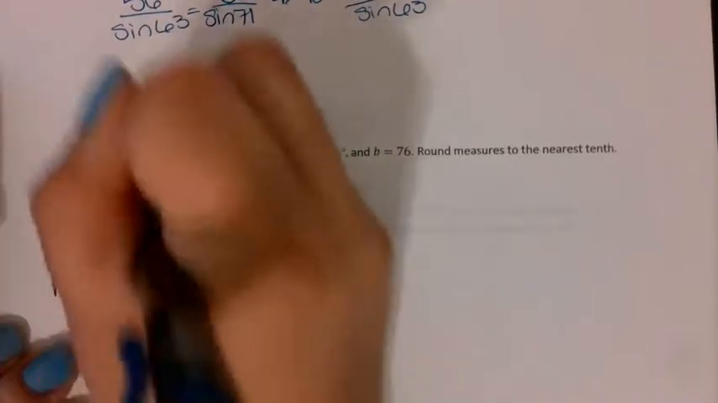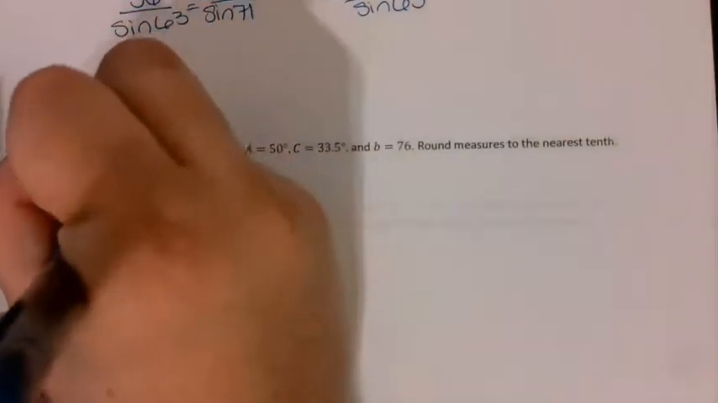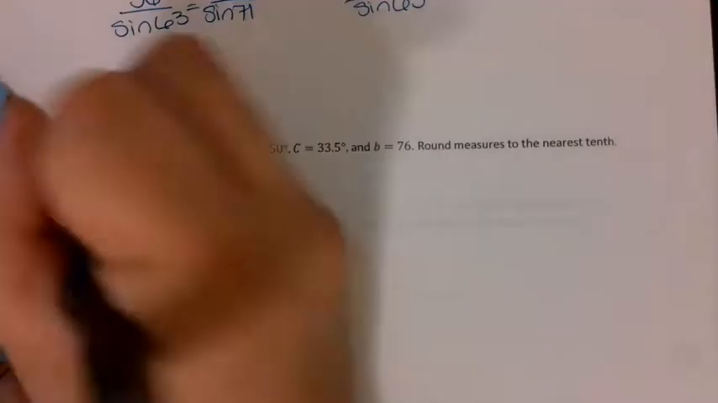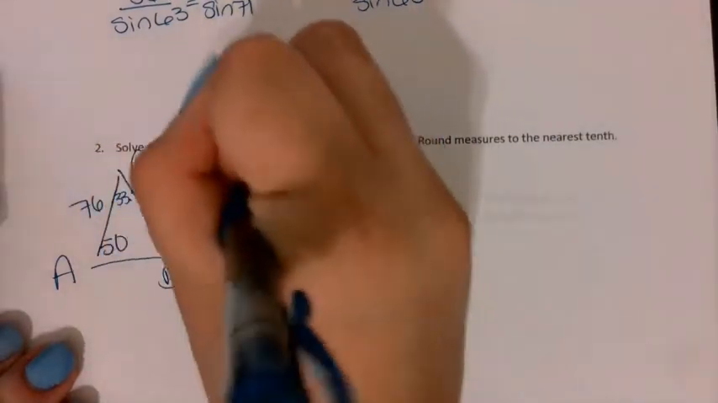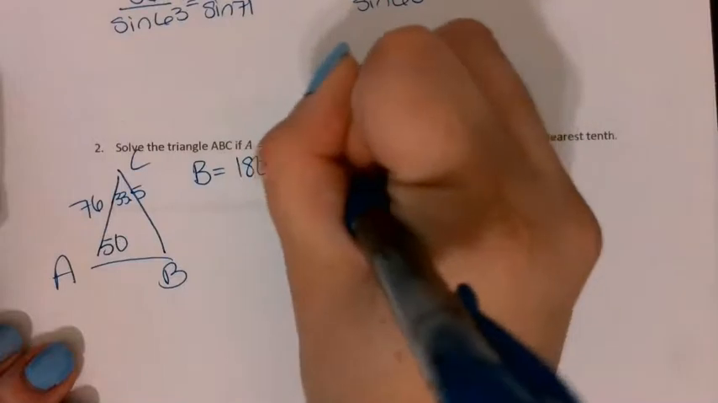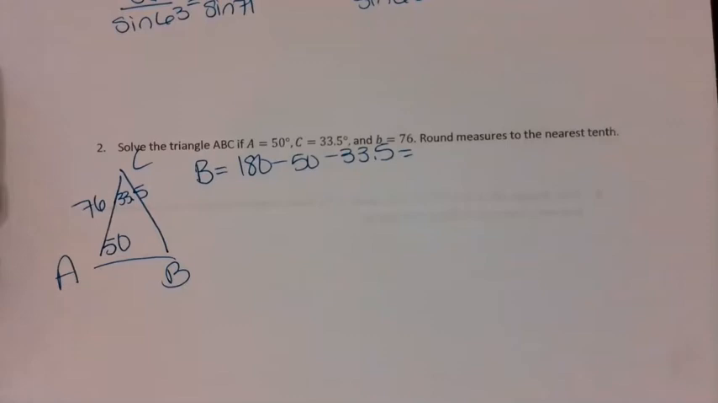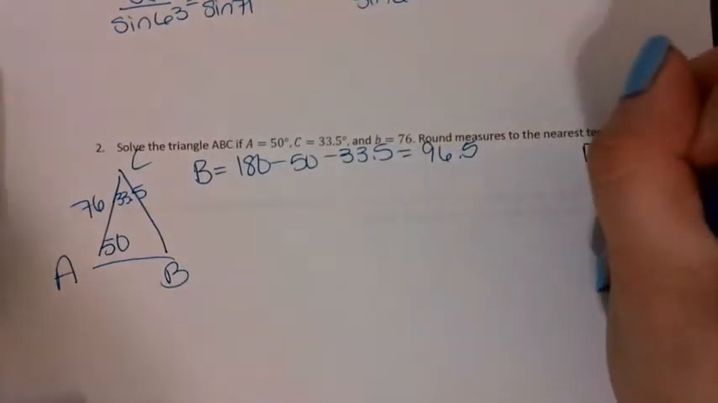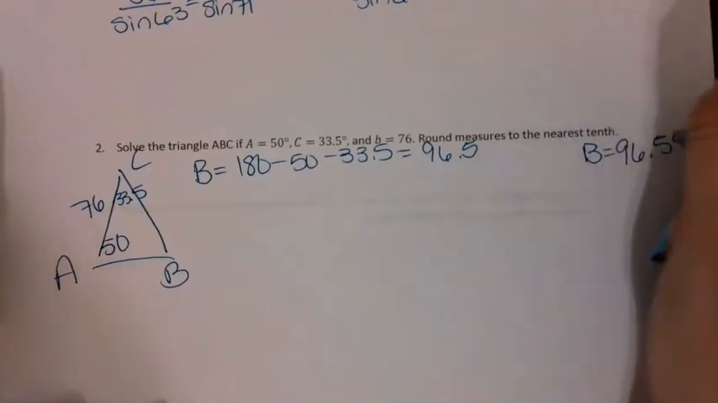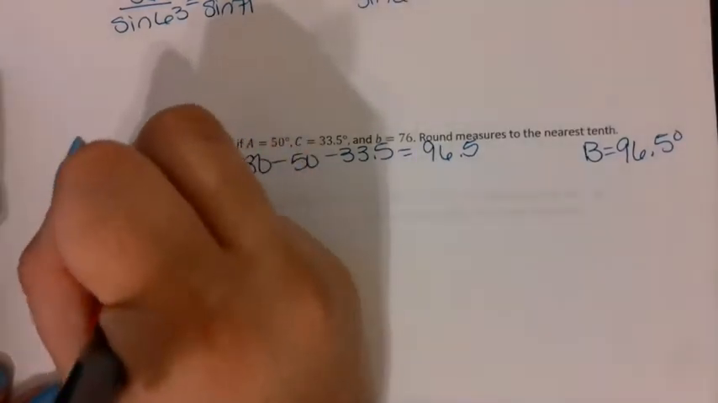Okay. So I want to draw my triangle out. It tells me my measure of A is 50 degrees, my measure of C is 33.5, and my side b is 76. So first thing I want to do here is solve for my angle measure for B. It's going to be 180 minus 50 minus 33.5. After I type that into my calculator, I get 96.5. So I'm going to keep these off to the side too. My B value is 96.5 degrees, and I'm going to fill it into this triangle so I can keep an idea of what I have.